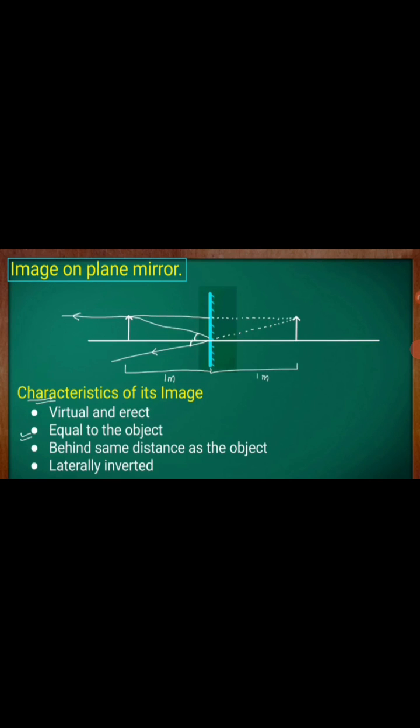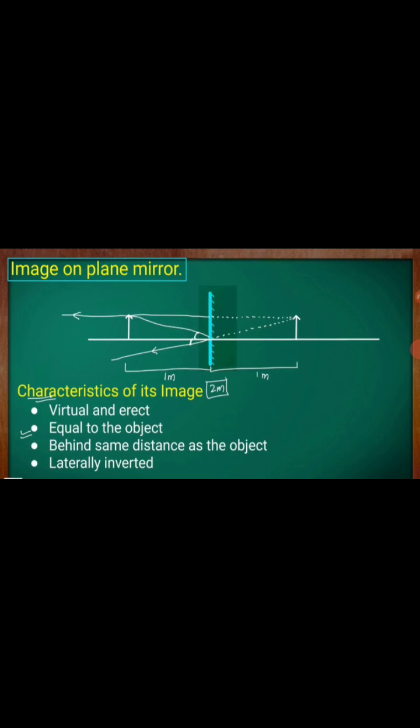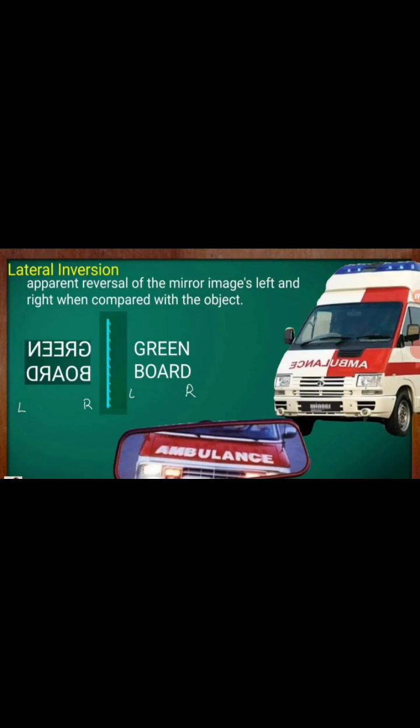Now the last point says that the image is laterally inverted. Then what do you mean by laterally inverted? Let us understand that with another slide. Here I have a lateral inversion. That means the left will look like right and right will look like the left. So that is the apparent reversal of the mirror image's left and right when compared with the object. If I have written green board in reverse order and I look at the mirror, then it appears to be green board.